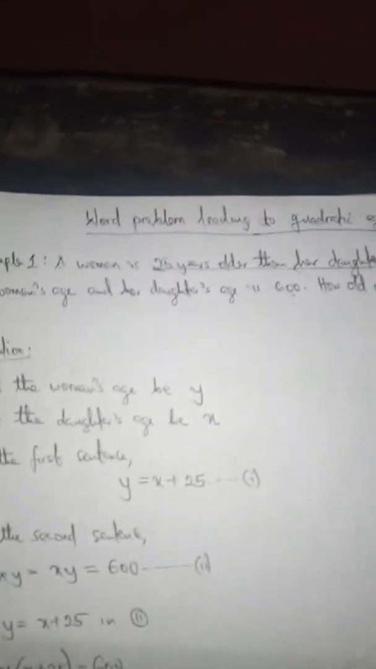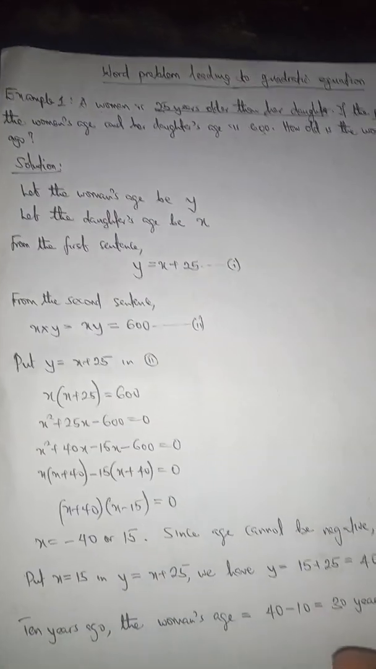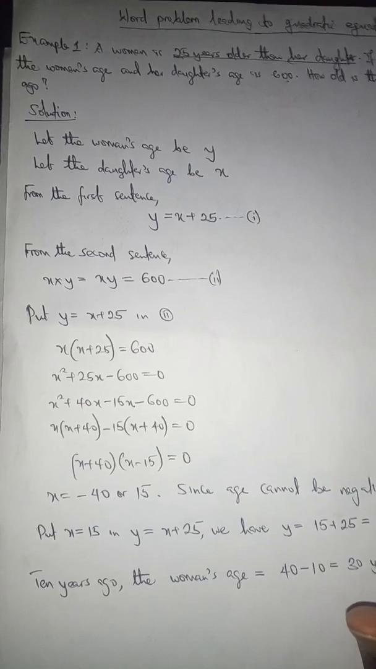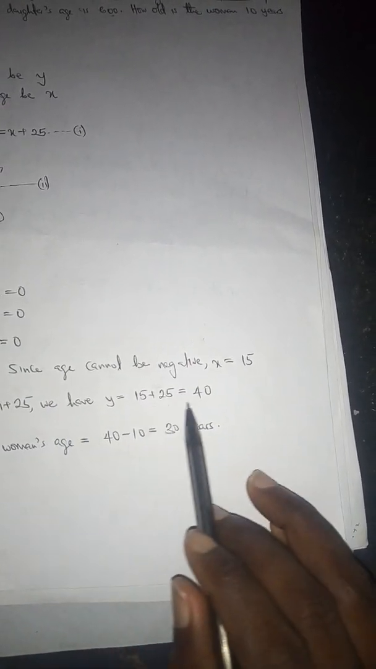We look into the sentences. We represent the ages with a variable. We interpreted each of the sentences. We solve accordingly using factorization method. We get the ages, one positive, one negative. We cannot choose the negative. We choose the positive side. And from there, we're able to conclude that the woman's age 10 years ago is 30 years.